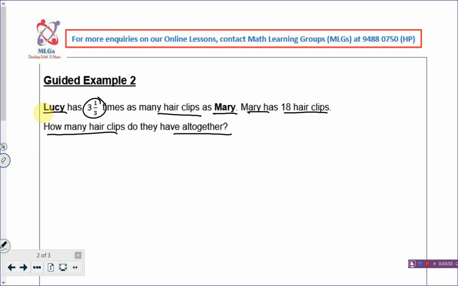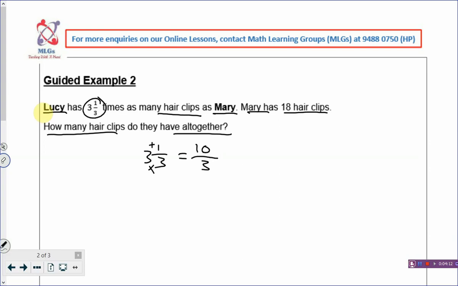It is a mixed number. So how do we arrow point? Now you change the mixed number into an improper fraction, and that's what you learned in primary 4. So you take 3 times 3, you get 9, and then 9 plus 1, you have 10. So 10 over 3, and that is an improper fraction.